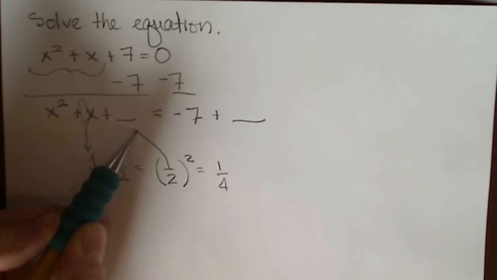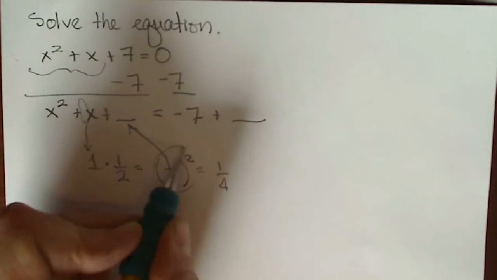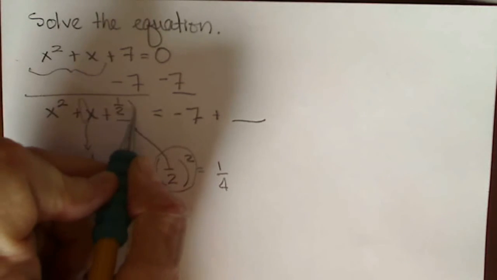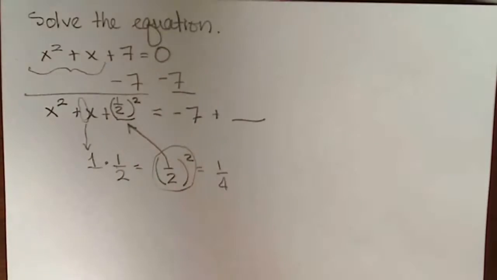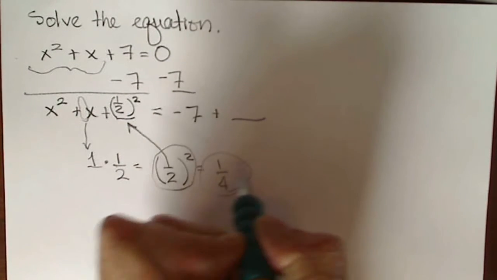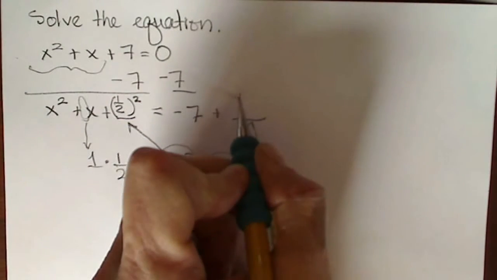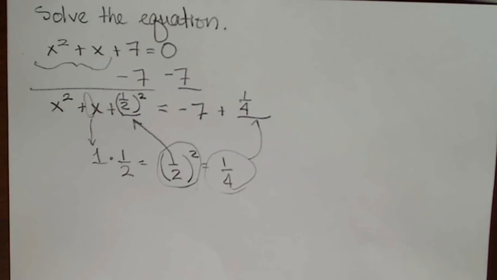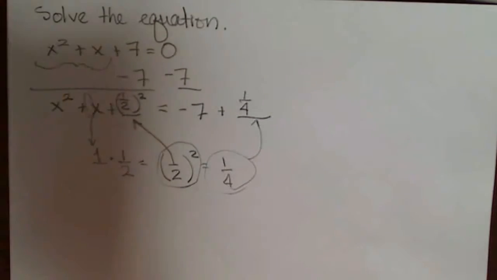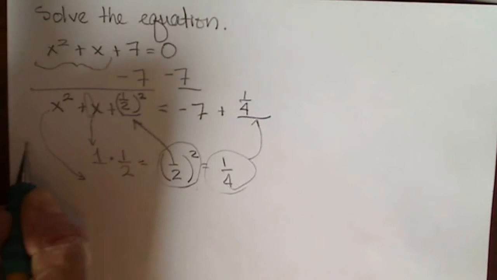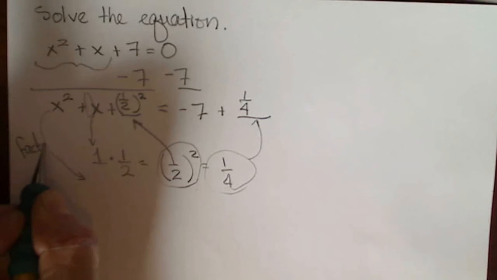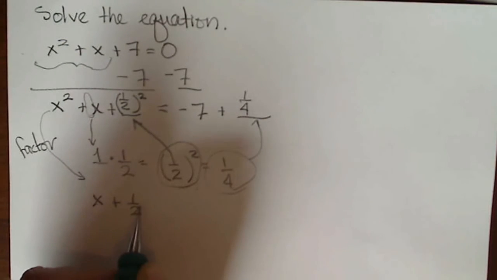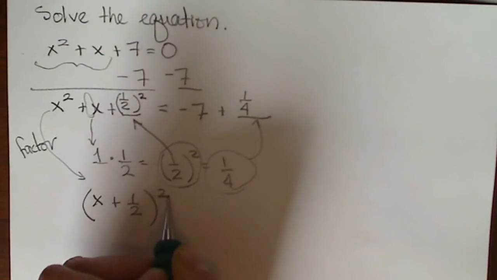For factoring purposes, I'm going to put this format on the side with the variables, so I'll have 1/2 squared. And for numeric purposes, I'm going to put the 1/4 on the right-hand side. They are equal to the same thing, so I can use whatever format I want. Now, from here, I'm going to factor as x plus 1/2, the quantity squared.